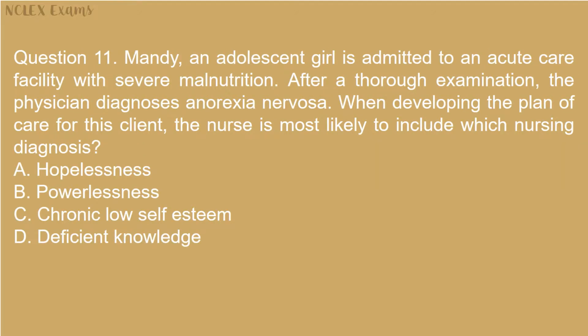Question 11. Mandy, an adolescent girl, is admitted to an acute care facility with severe malnutrition. After a thorough examination, the physician diagnoses anorexia nervosa. When developing the plan of care for this client, the nurse is most likely to include which nursing diagnosis? A. Hopelessness. B. Powerlessness. C. Chronic low self-esteem. D. Deficient knowledge.